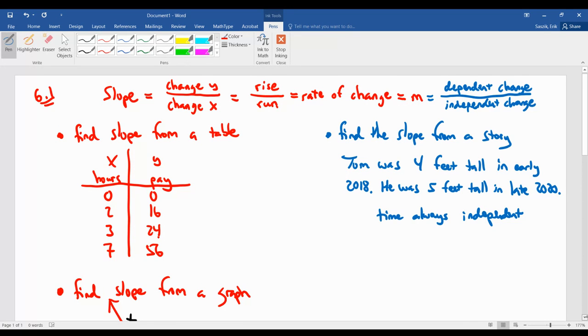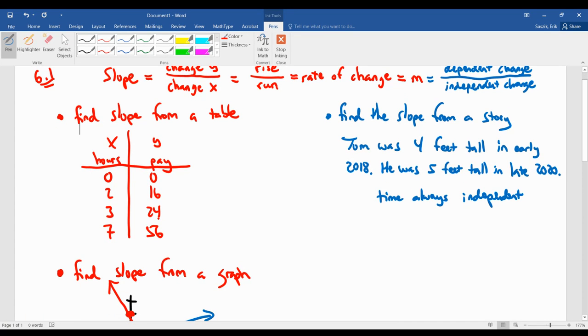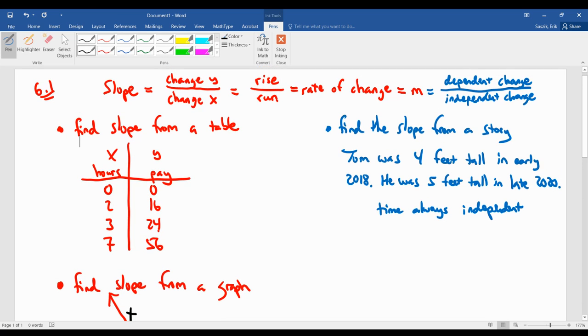So from a table, it's not always going to say x and y, but the first column of a table is always the x column. And the second column is always the y column. So remember, it's change in y over change in x. So we have to put this change on top of this change.